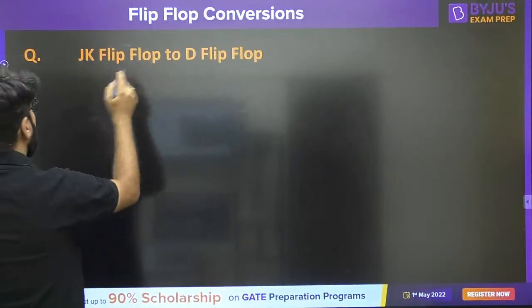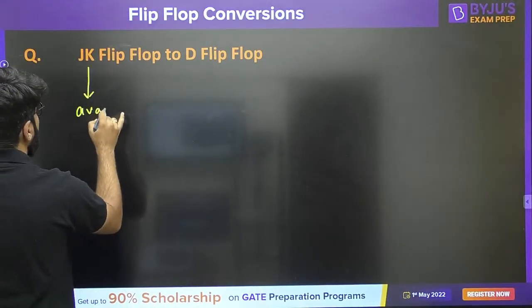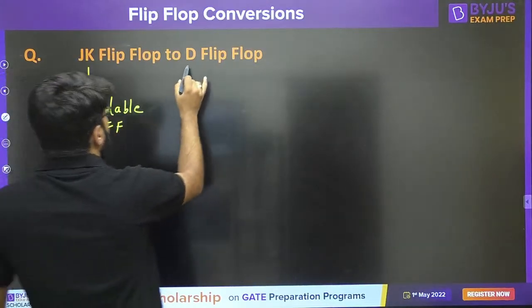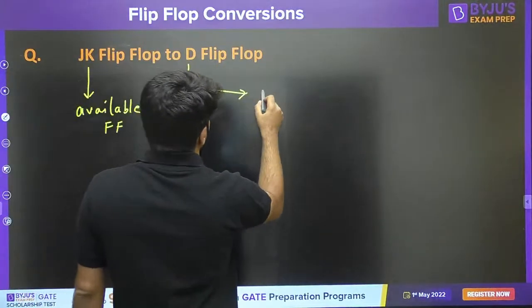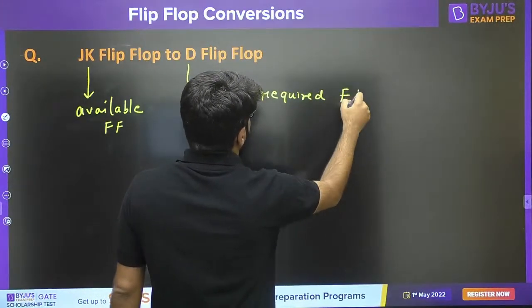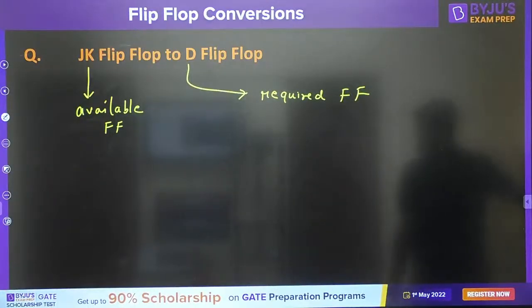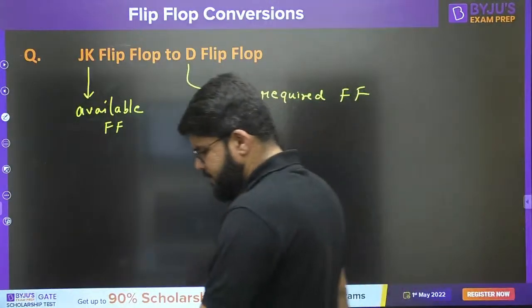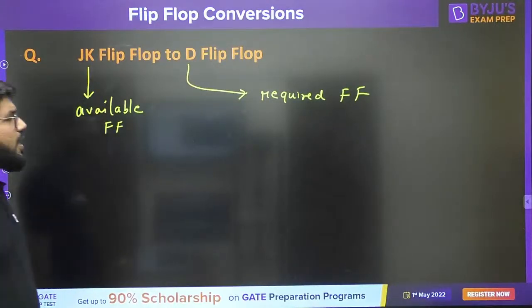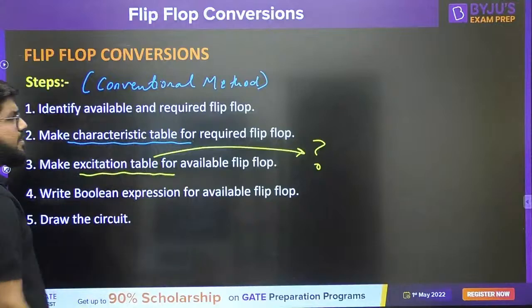So JK flip-flop to D flip-flop means the JK flip-flop is given to you. This is known as my available flip-flop. You have to convert this to the D flip-flop. That is your requirement. So the D flip-flop is the required flip-flop. Okay, what I told you: for the required flip-flop, make the characteristic table.